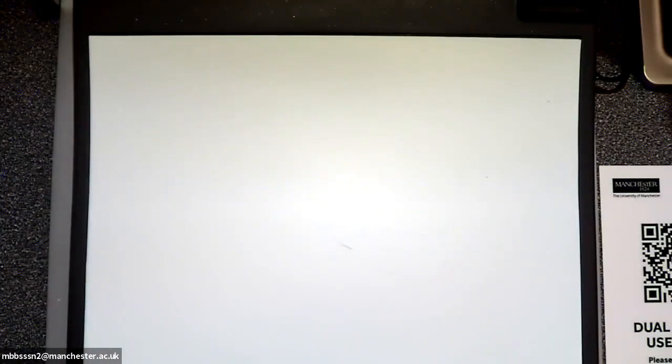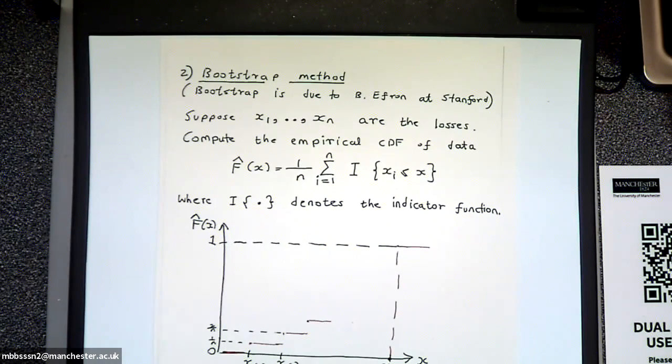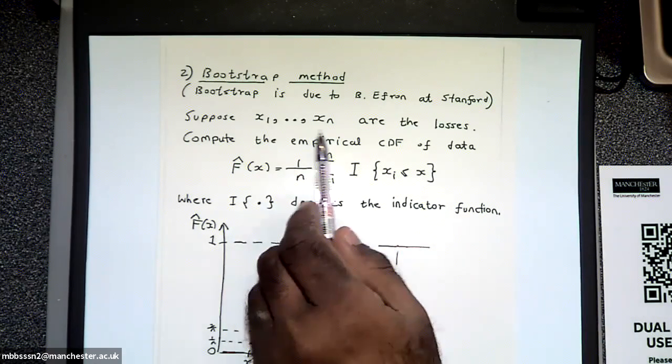All right. The next non-parametric estimation method is Bootstrap. Bootstrap is due to Brad Efron, who is a professor at Stanford. So the idea is it's not complicated. What you do is, suppose you have the losses x1 to xn.